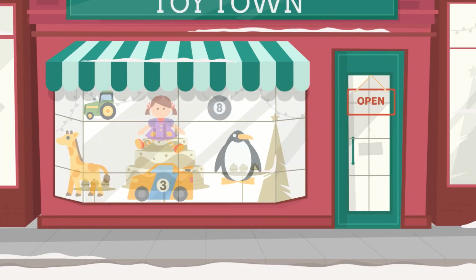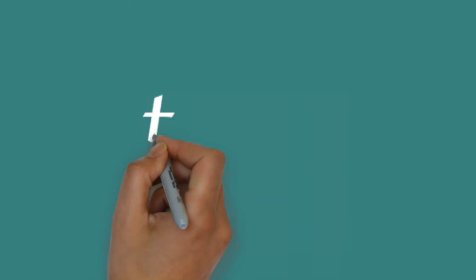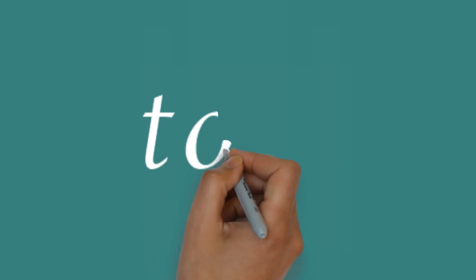Now over to a shop, which sells lots of toys. Now, you may have heard toys. Let's practice. T, oi, and s, t, oi, s, toys.